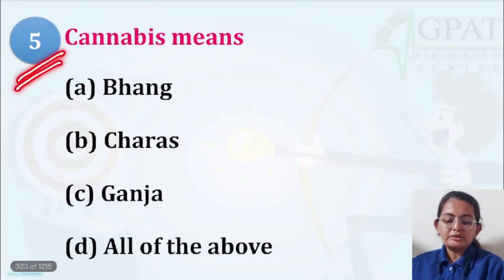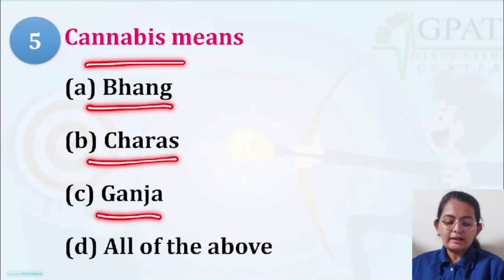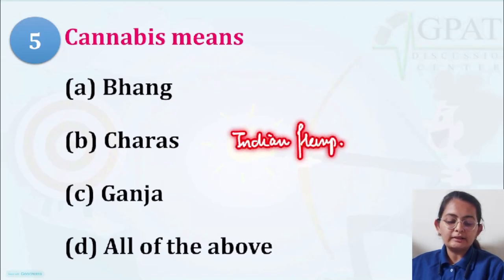When I talk about question number 5, it asks what cannabis means. Bhang, charas, ganja or all of the above. You must be knowing that cannabis is known as Indian hemp. What is cannabis? It is called Indian hemp. Do remember this particular thing.